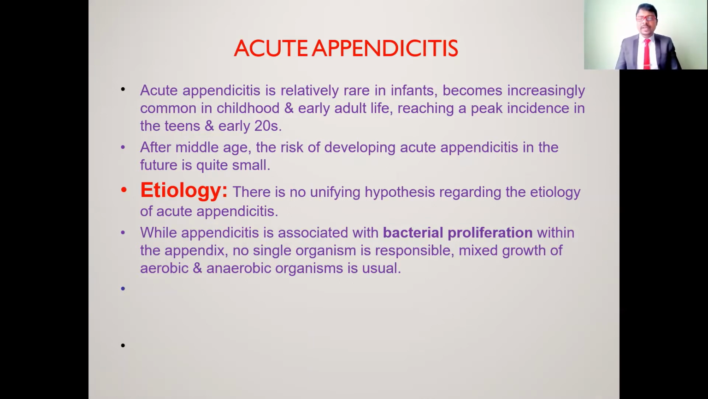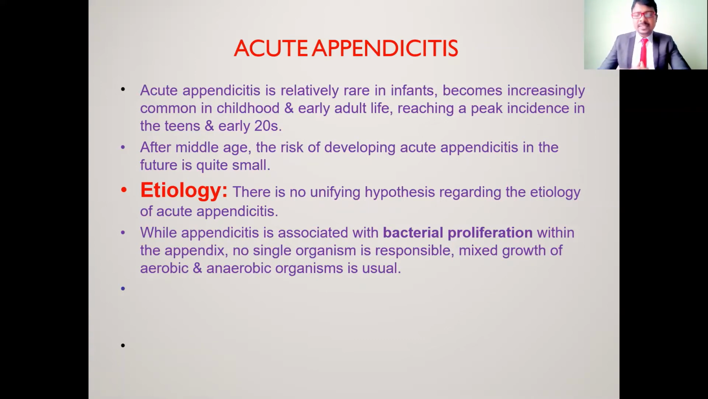So what are the causative factors? What are the etiological factors? There is no unifying hypothesis regarding the etiology of acute appendicitis. Until now, there is no exact causative factor for appendicitis. Appendicitis is associated with bacterial proliferation within the appendix, as no single organism is responsible, and mixed growth of aerobic and anaerobic organisms is usual. Until now, no exact causative factor has been identified in acute appendicitis.